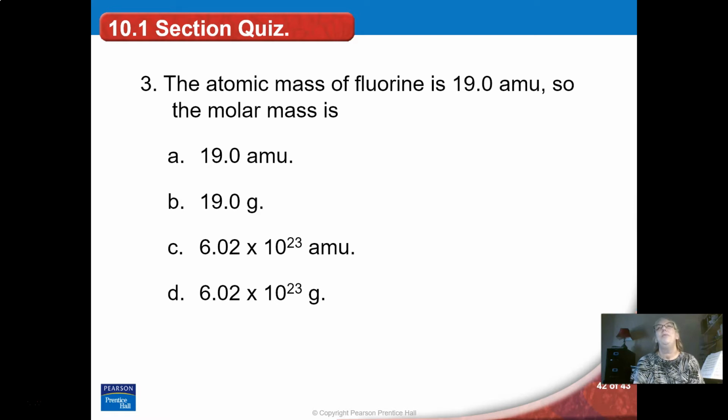Last one. The AMU for 1 fluorine is 19. So what would be the units for 1 mole? This is a good question, and I need you to know this one. For 1 mole, it would be 19 grams. Remember, this is just for 1 atom or molecule, and this is for 1 mole.